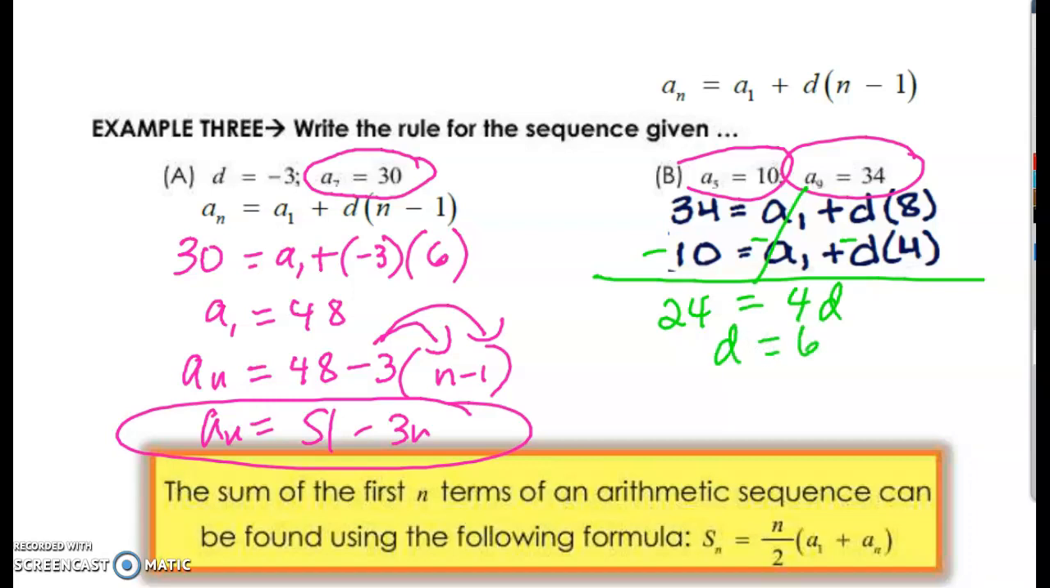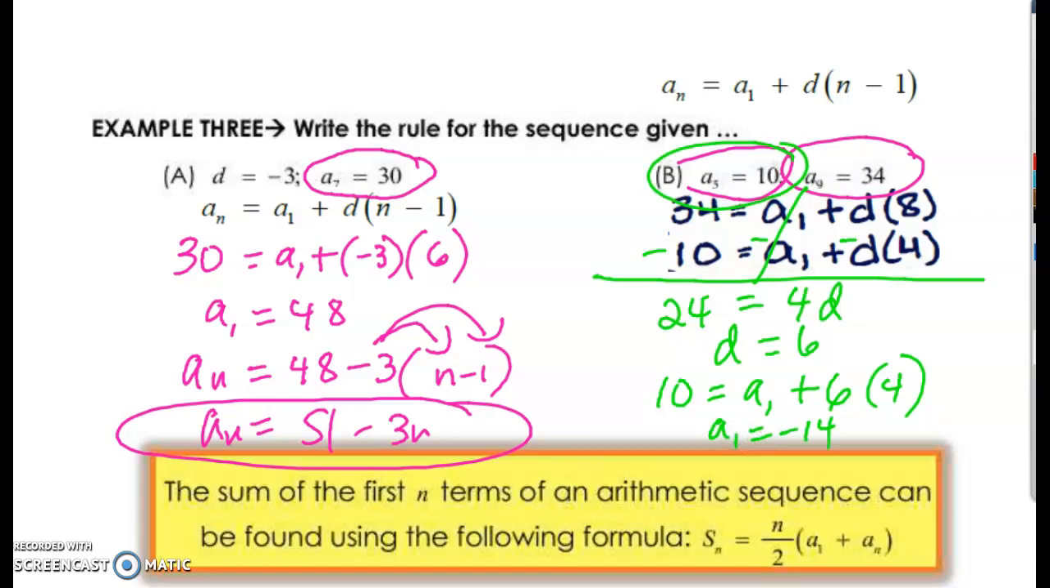All right. Well, now if I use the first piece of information here and plug that in, so 10 equals a sub 1 plus the difference, which is now 6, times 4, because n in this case is 5, so n minus 1 is 4. I can solve for a sub 1 and I end up getting -14.